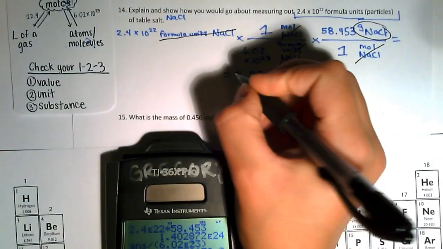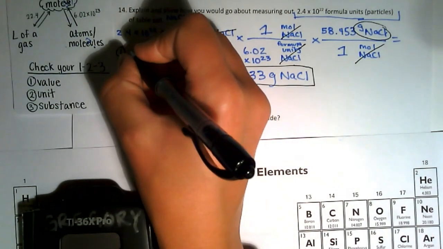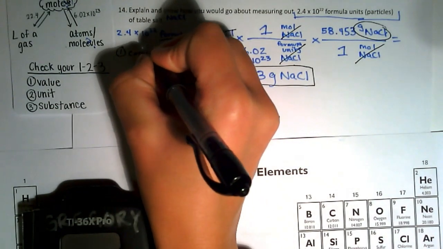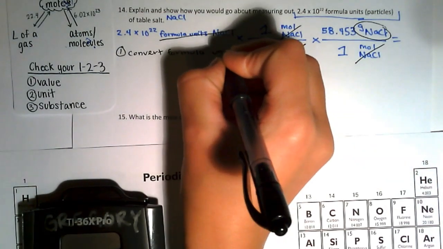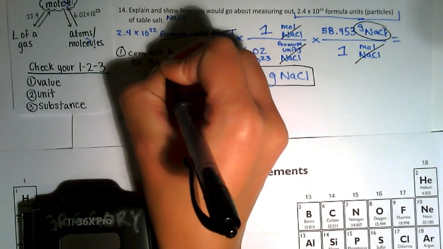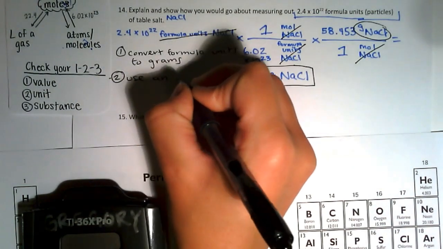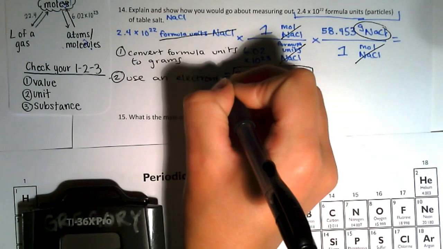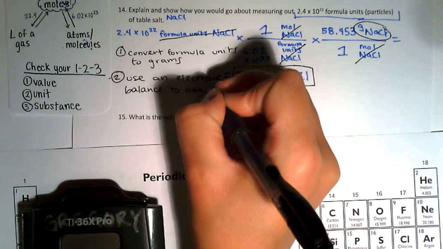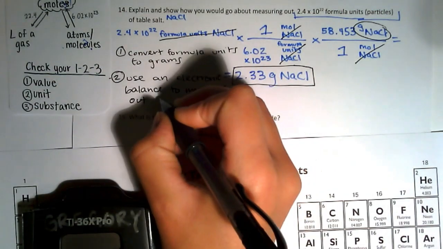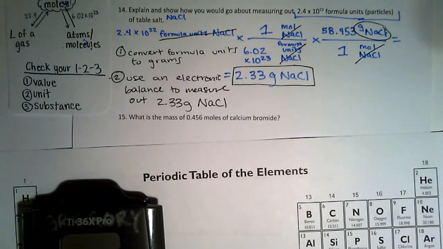Okay, so now that we figured out our number of grams, now we should write our list of steps. So step 1, convert formula units to grams. And then step 2, use an electronic balance to measure out 2.33 grams of NaCl. Alright, there we go.